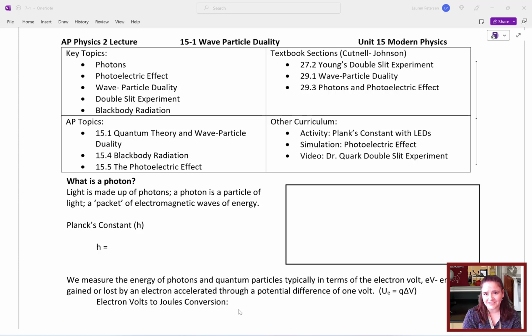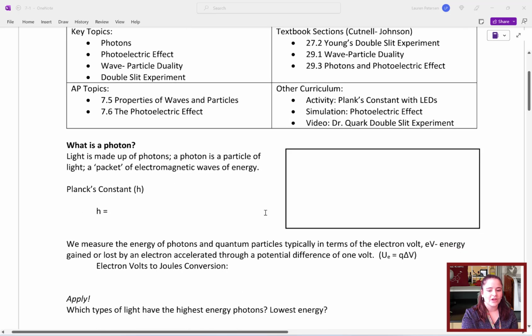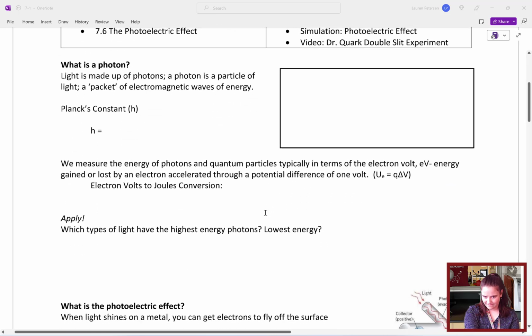So this is our first lecture in our quantum, atomic, and nuclear physics unit of AP Physics 2. We're going to be talking about photons and the main evidence for light as a photon, as a model of light, and going through the photoelectric effect and the famous double slit experiment. So what is a photon?